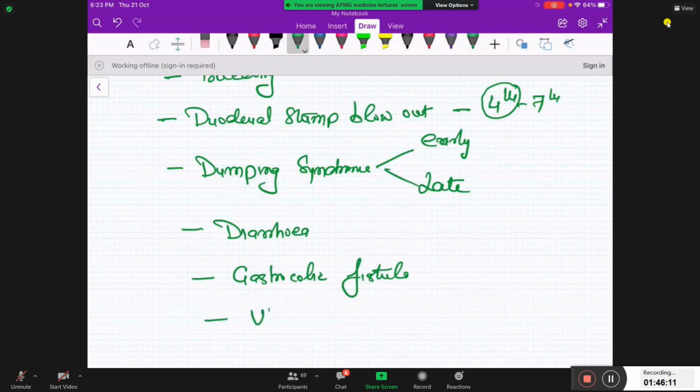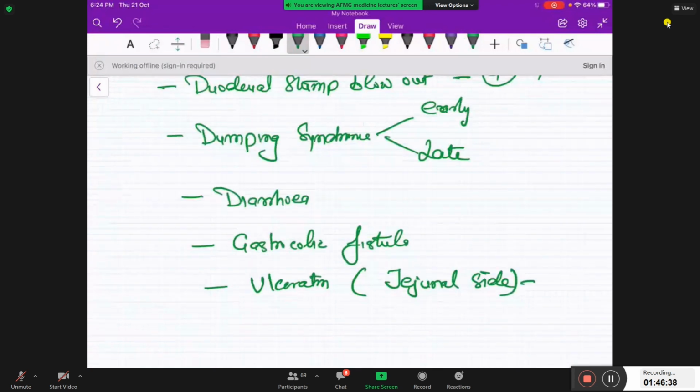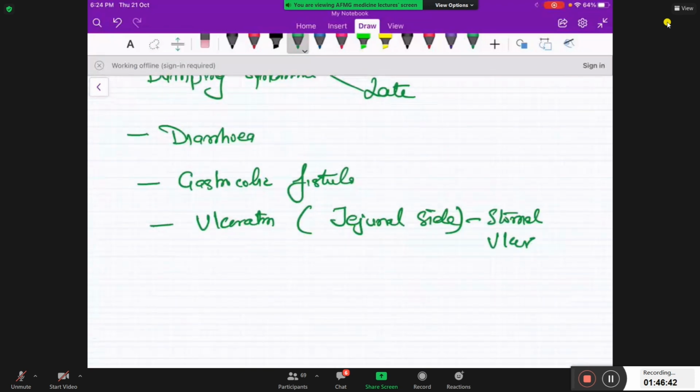There can be ulceration, and these ulcerations most of the time are on the jejunal side. You know that jejunum is not supposed to receive such a strong acid. Jejunum is supposed to receive the stomach contents after getting processed in the duodenum. Now jejunum is getting exposed to such a strong acid. So there can be ulceration on the jejunal side. These are called stomal ulcers.